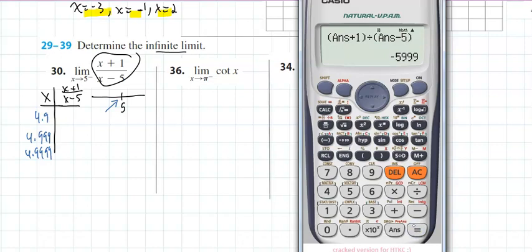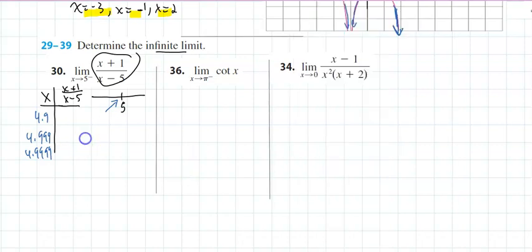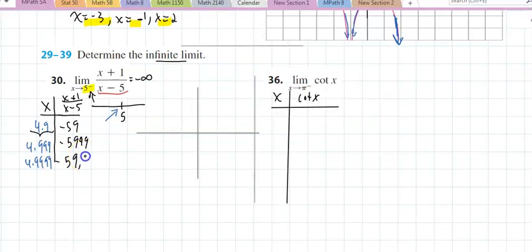And do you notice what happened? -5,999. And if I take 4.9999 and if I evaluate, I'm getting -59,999. So I can conclude that this limit is approaching -infinity. Alright, so if I remember correctly, -59, -5,999, and -59,999.